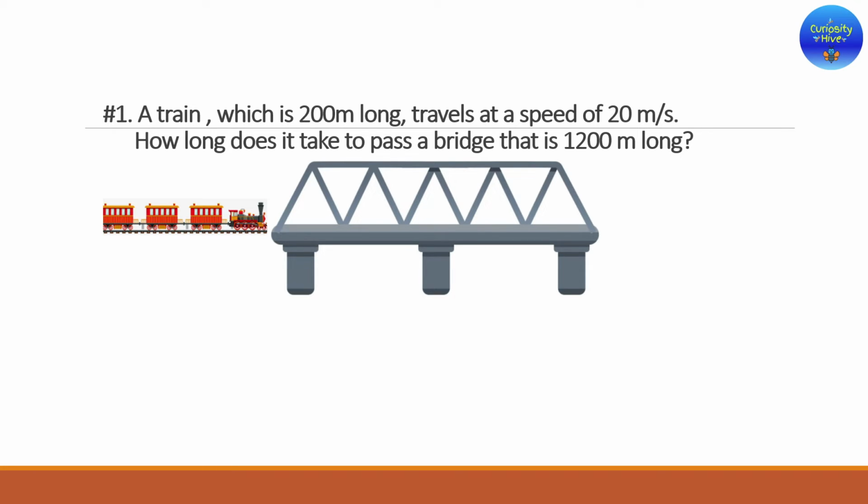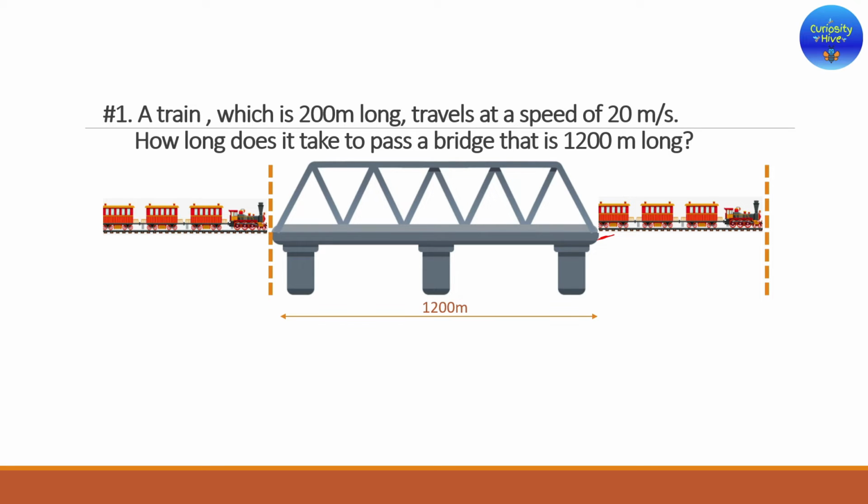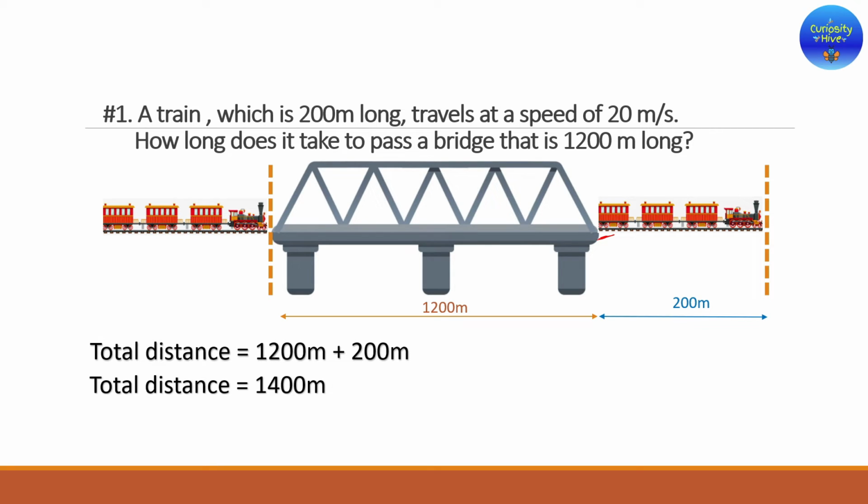That means the time taken when the train is in this position. That means it has completely come out of the bridge. So the distance that we need to measure is from the start of the bridge till the start of the train in this position, and this distance is distance of the bridge plus distance of the train, which is 1200 plus 200 meters. So this gives us our total distance. So the total distance is 1400 meters.